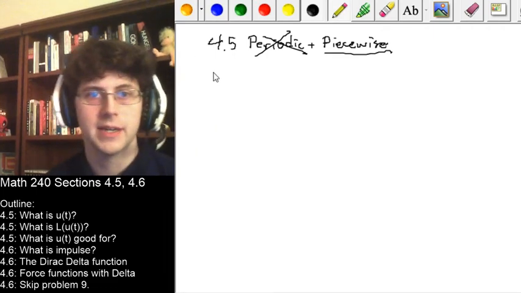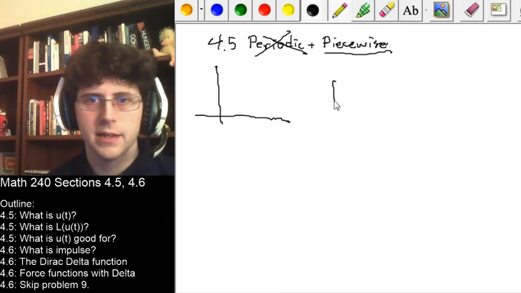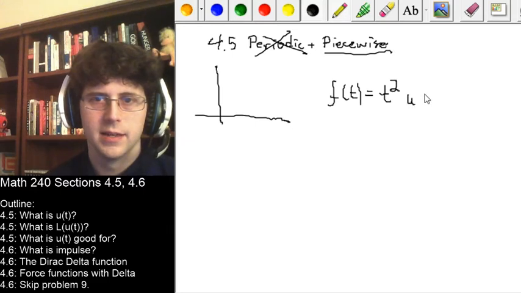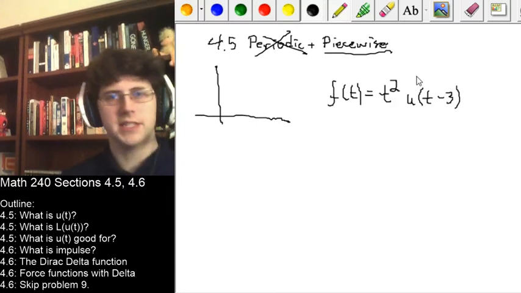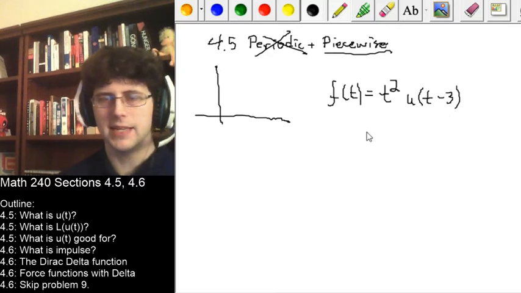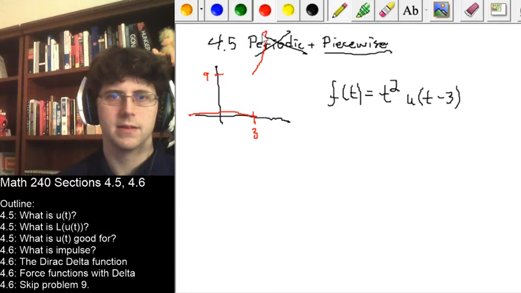So here's how this would work. If you make a function that's just t squared times u of t minus 3, what this does is you get the function t squared, but it's off at first, and it only turns on at time 3. So you don't get it off and then suddenly a parabola starts. Instead, it's off and then suddenly the parabola picks up where it would be at time 3, which would be at 9.